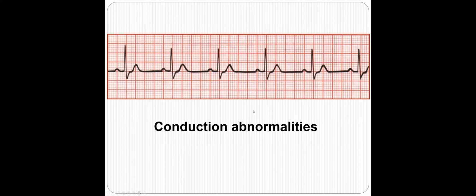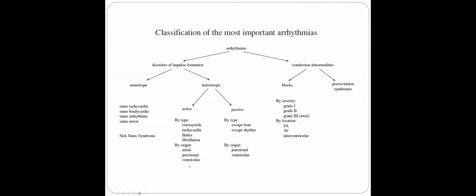Conduction abnormality. What does conduction abnormality mean? Basically, we're saying that we do have a normal impulse formation, right? But the impulse that forms is not propagating properly. This is why we have the problem with the impulse propagation.